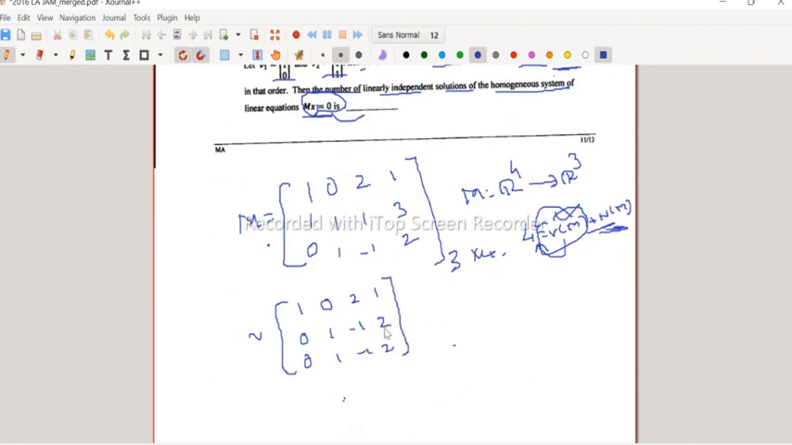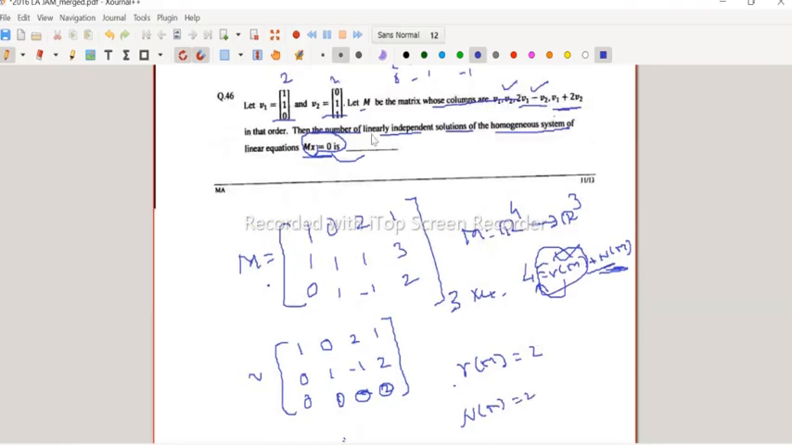Okay, now look at the last two rows. Both are the same. Therefore, we can subtract and make it 0. Now there are two linearly independent rows, therefore the rank of M is 2. By the rank-nullity theorem, the nullity of the null space is 2, because 4 minus 2 is 2. Therefore, the answer is 2. There are two linearly independent solutions of this equation Mx equal to 0. Okay, any doubt in this?